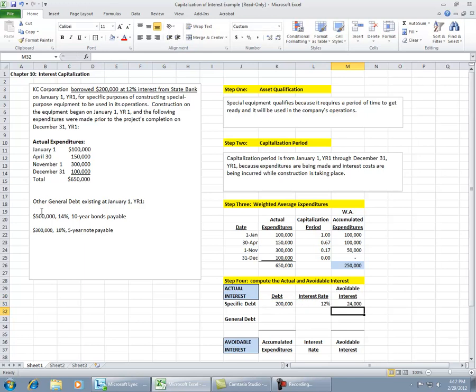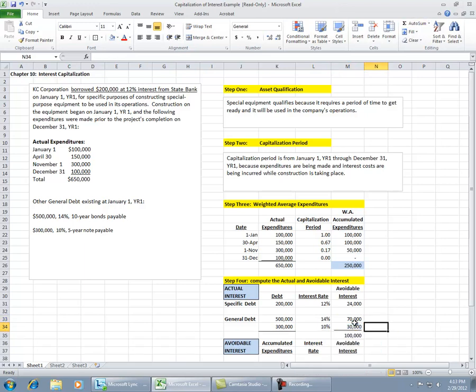Then we've got some general debt. 2 pieces of general debt. I've got 500,000 and I've got 300,000. 500,000 is at 14% and 300,000 is at 10%. So I'm going to bring that across and I've got 70,000 and 30,000. My total of general debt is going to be 100,000.